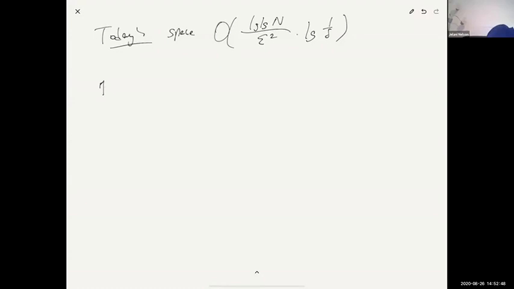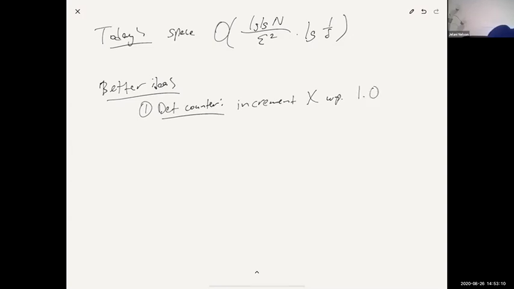So a better idea for this particular problem is the following. What is a deterministic counter? A deterministic counter, you always increment. So you increment x with probability 1.0 to the x. Today, what did we do? We incremented x with probability 0.5 to the x, right? 1 over 2 to the x.